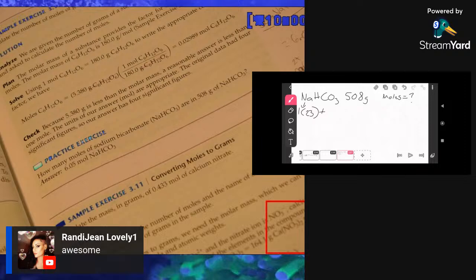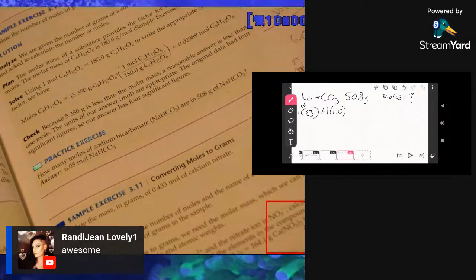There's only one hydrogen. So 1 times hydrogen. I just memorized this. I know hydrogen weighs 1. One hydrogen weighs 1. Actually, let's just put 1. That way you don't get confused. So one hydrogen weighs 1 plus. Hold on, guys. My writing is moving by itself.